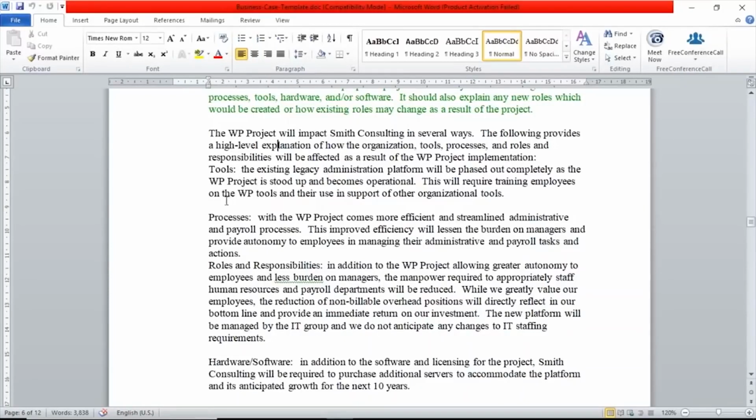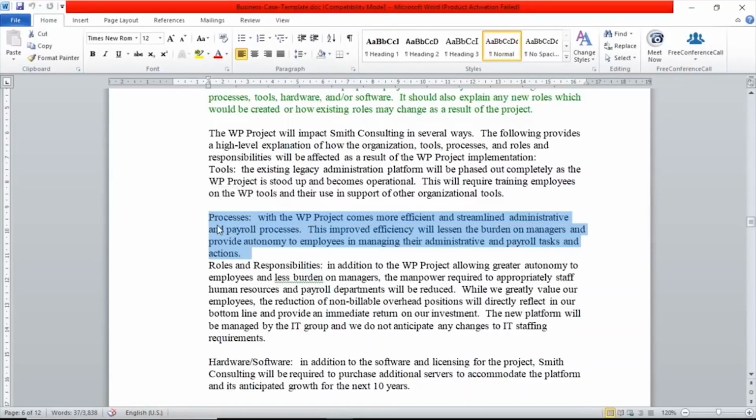The following provides high-level explanations of how the organization, tools, processes, roles, and responsibilities will be affected as a result of WP project implementation. Okay, so for example, process. With the WP project comes more efficient and streamlined administrative and payroll process. This improved efficiency will lessen the burden on managers and provide autonomy to employees in managing their administrative and payroll tasks and actions.